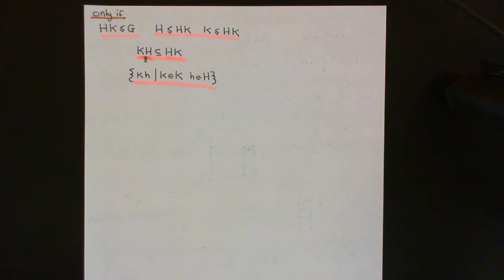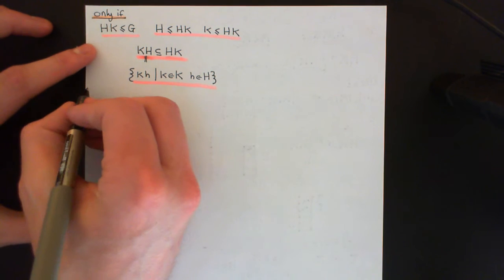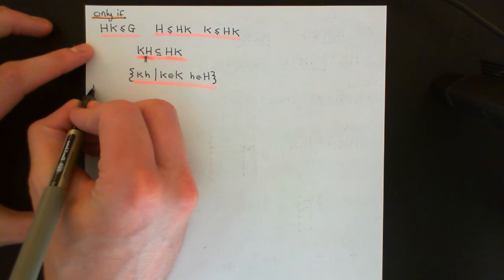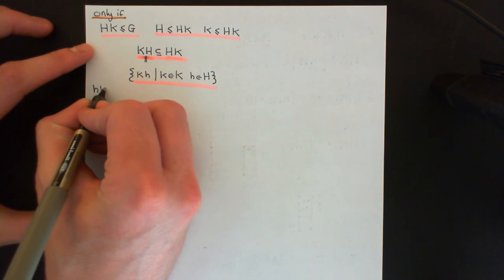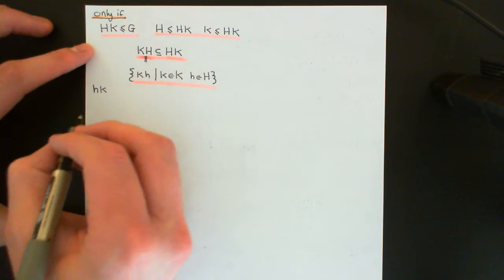Now all I need to do is prove containment the other way round. Now that's slightly more difficult. So how am I going to prove containment the other way round? Well, the way I'm going to prove it is I'm going to take an arbitrary element of capital H producted with capital K.